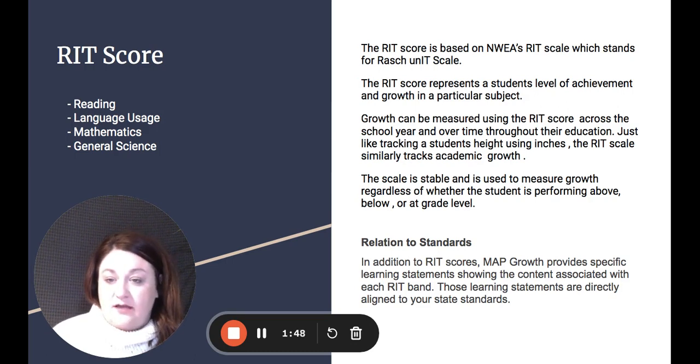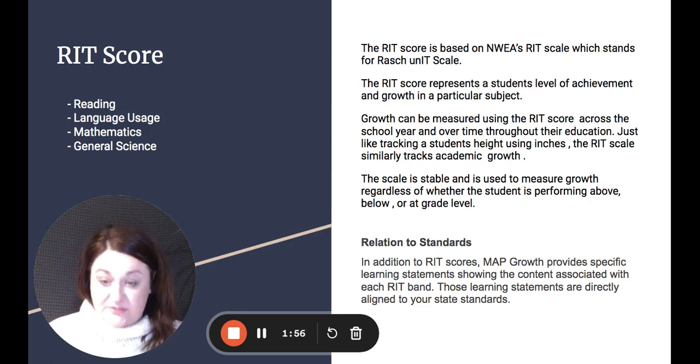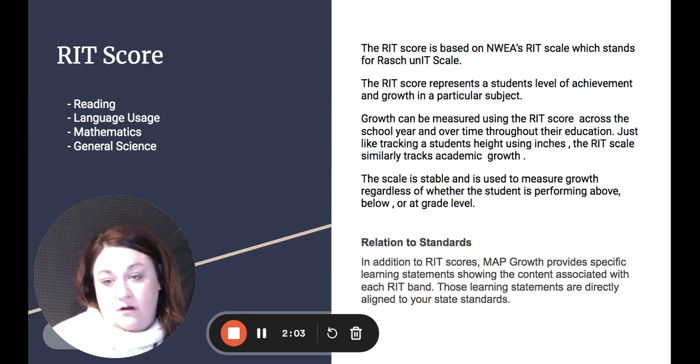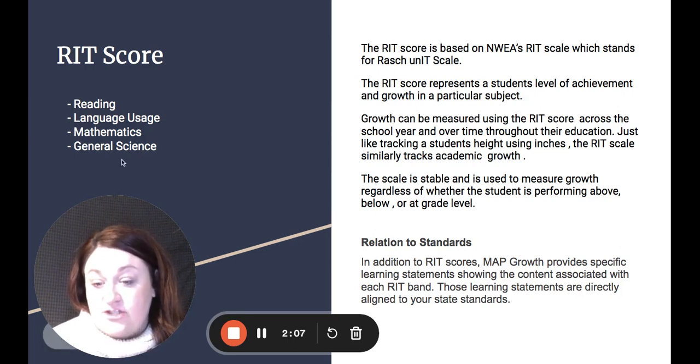Next, we're going to be talking about RIT scores. So RIT scores are scores that represent a student's level of achievement and growth in a particular subject. If you look to the left, NWEA currently creates RIT scores for students in reading, language usage, mathematics, and general science.